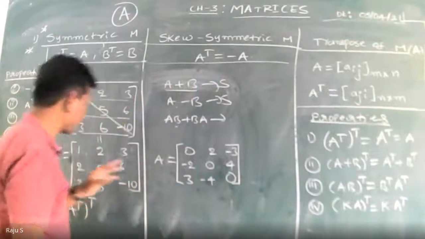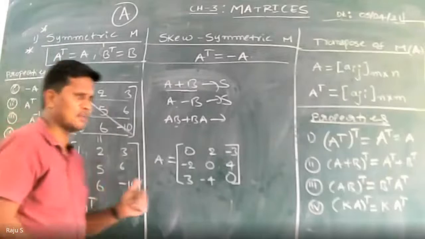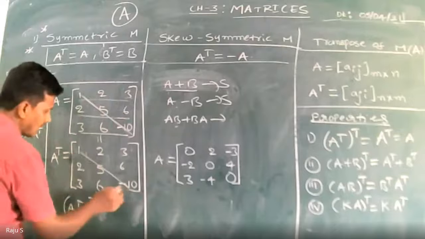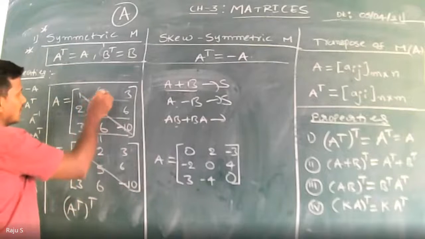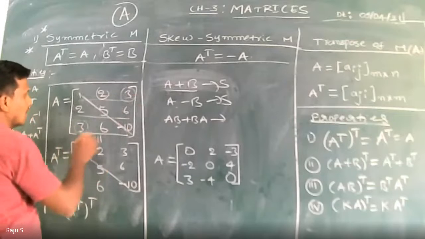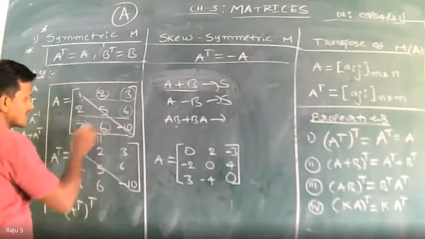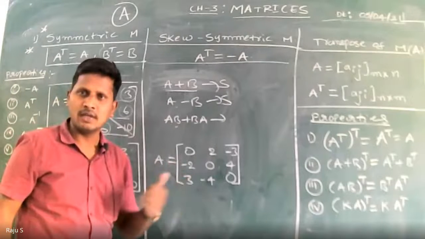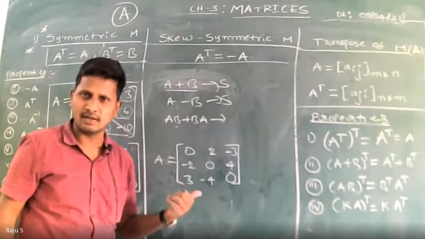But writing a symmetric matrix example is very easy. When you take the other-than-diagonal elements, if you take 2 here, here also you take 2. When you take 3 here, here also 3. When you take 6 here, here also must be 6. If you take different values here, we don't get a symmetric matrix.